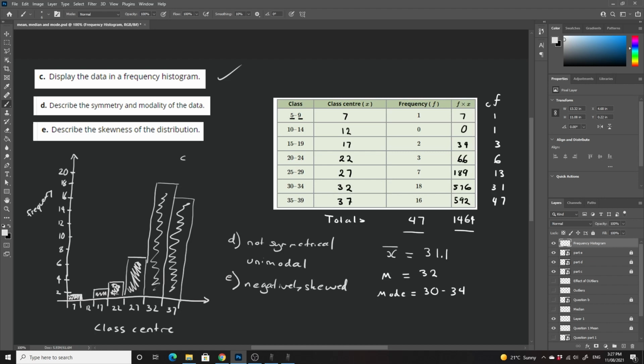Right? So if the tail is down here and then rises, this is a negatively skewed distribution. An easy way to remember this is that you start low. So if you're starting low, it's negative. If you're starting high, it's positive. So that's how you answer the entirety of question 3.